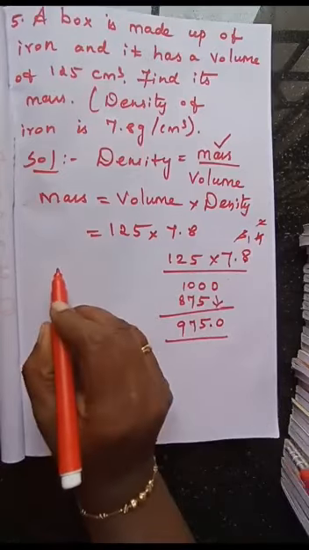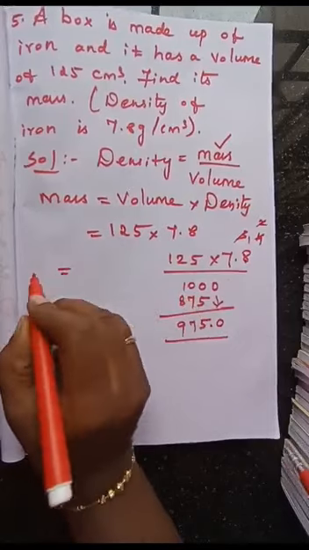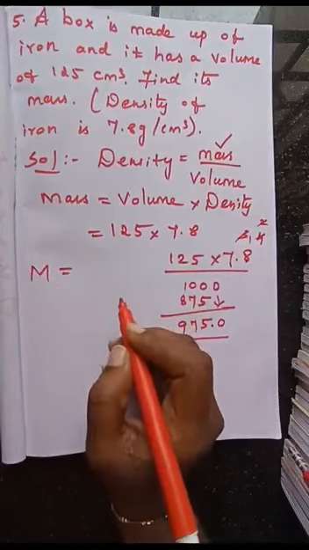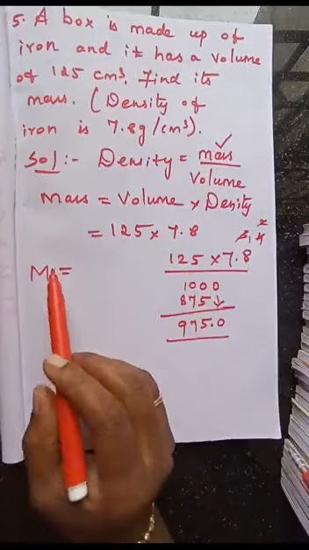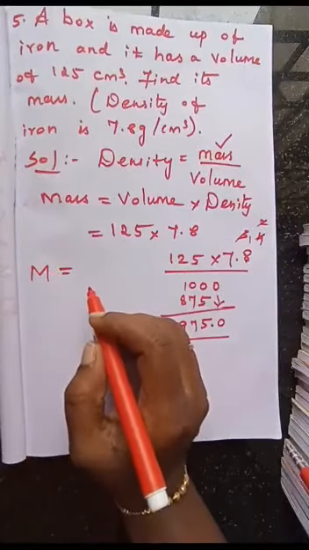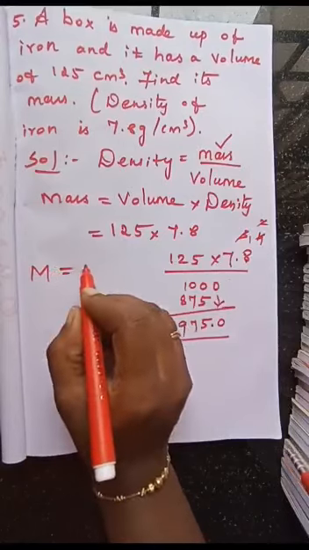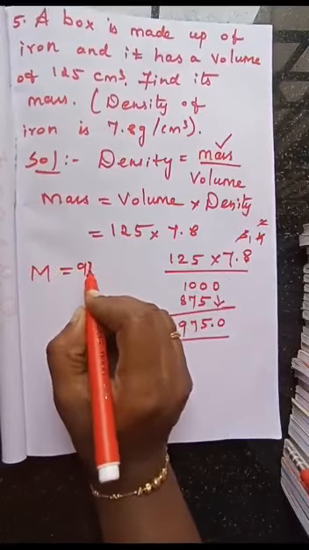So what's our answer? Mass value is what? Mass of what has been given? The iron box. Iron box mass is how much? 975.